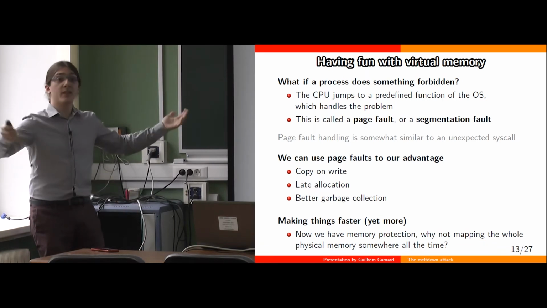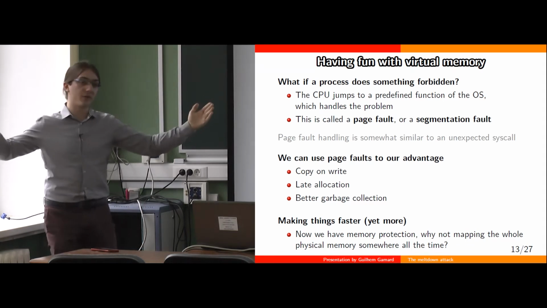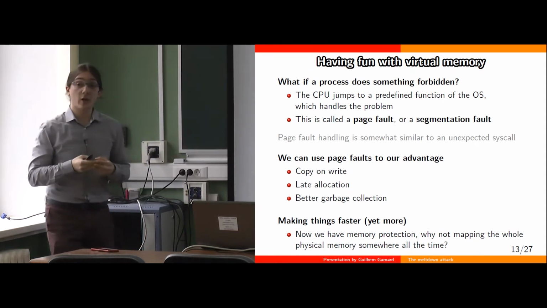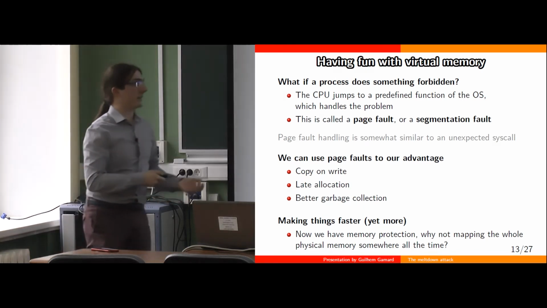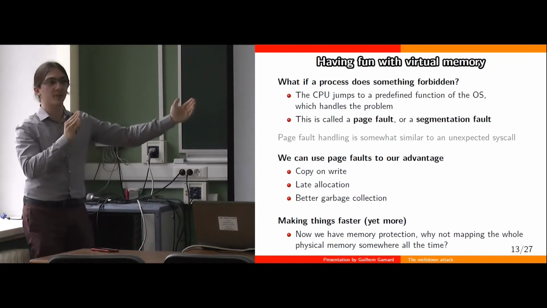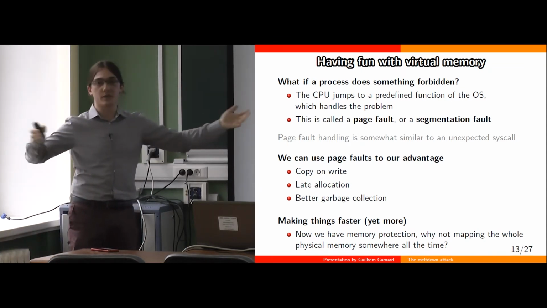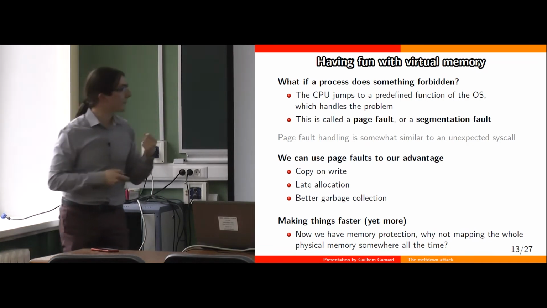Why not map the whole physical memory somewhere? The physical memory is usually rather small compared to the virtual memory, we discussed this, and it could come in handy for various applications. So for some time, I think Windows as well, but Linux kernel mapped the whole physical memory somewhere in address space and marked it, of course, forbidden to read, write, and execute, and had some usage for this.